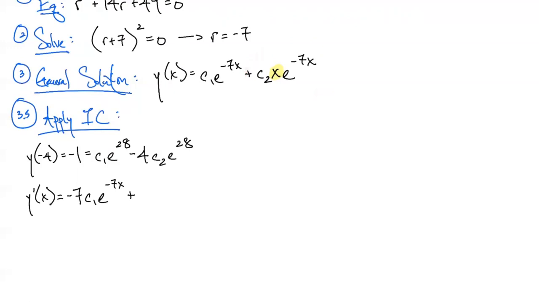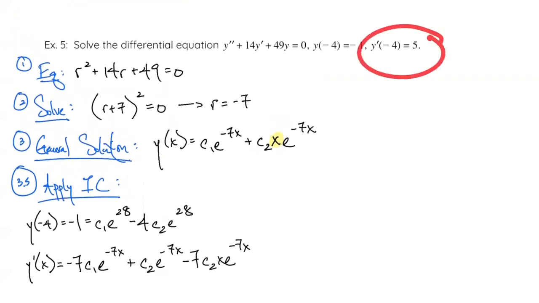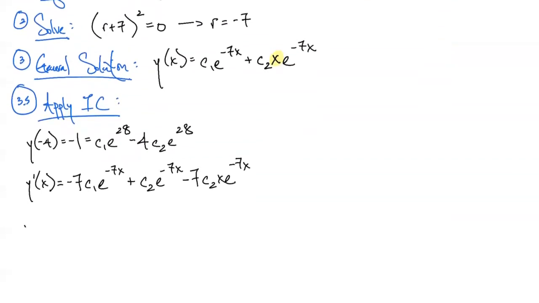Okay, so it's really important that we're very aware of what rules we need to use. I know it's been a while since we've seen product rule, but it does come up quite a bit, especially when we're applying those initial conditions. So if we take our derivative of that piece, we'll get c2 e to the -7x, and then minus 7 c2 x e to the -7x.